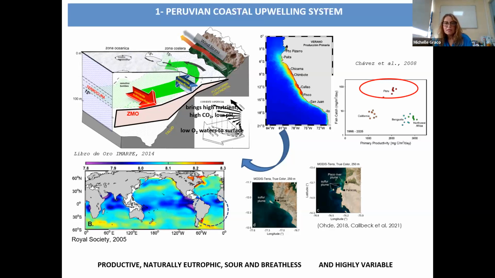And here I put only another condition that appears and is very explosive, related with the oxygen depletion. This is an event that we have several times in the year in some close bays, but also in other places along the coast of Peru: the sulfur plumes, a direct consequence of the productivity and the organic matter remineralization. And this condition is also connected with the pH condition and finally all the biology and ecology. Okay, we have a very productive, naturally eutrophic system, sour and breathless.